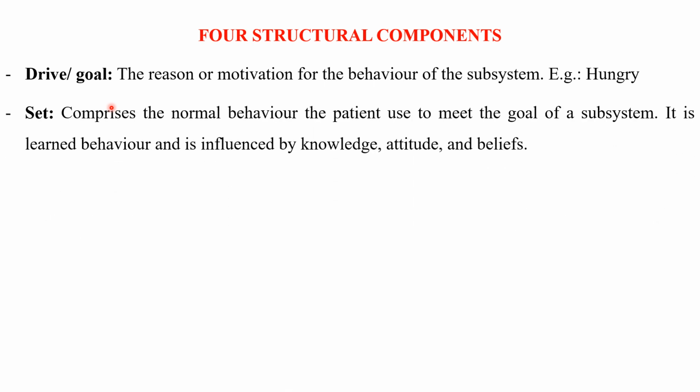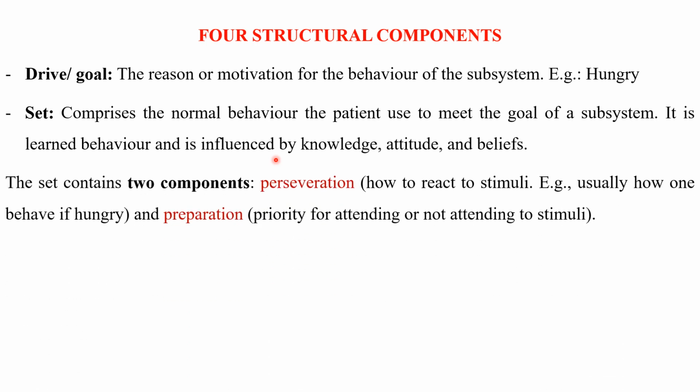Second is set. Set means the normal behavior the person uses to meet the goal. It is a learned behavior and it is influenced by knowledge, attitude and beliefs. This set contains two components. One is known as perseveration. Perseveration means you already know how to react to a stimulus, usually how one behaves when one is hungry. Some will be angry, some will be agitated, some will be doing some other things. Okay, so that is perseveration.